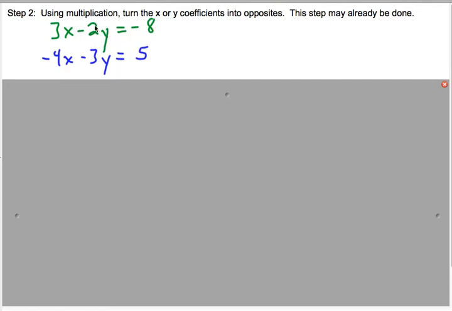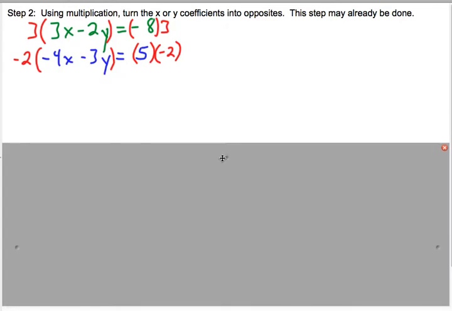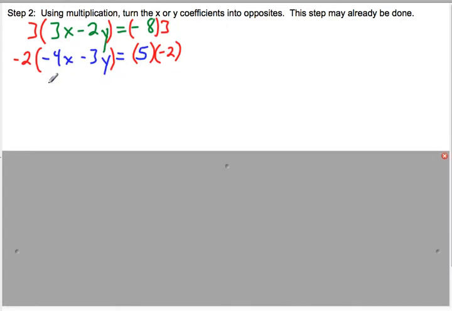So to turn these into 6s, I have to multiply the top by 3, because that'll make this a -6 here. Now I'm going to multiply the bottom. Instead of multiplying by 2, which would make this a -6, I'm going to multiply by -2 because I want these to be opposites. So this will allow the bottom one to be a 6 and the top one to be a -6, which is what we're looking for.